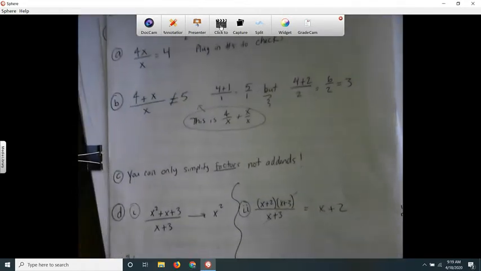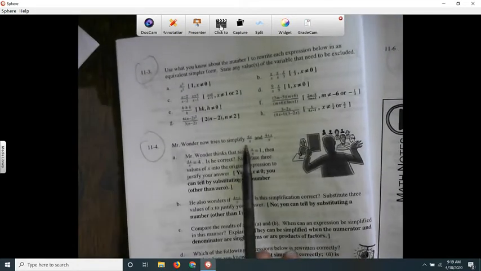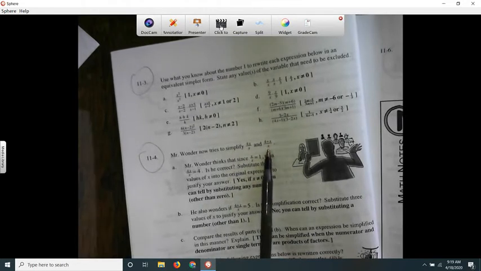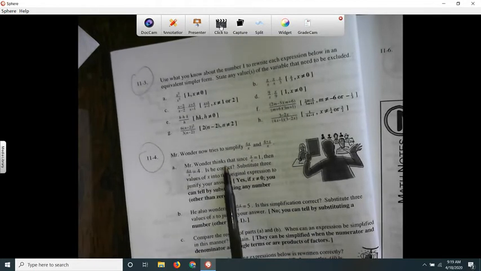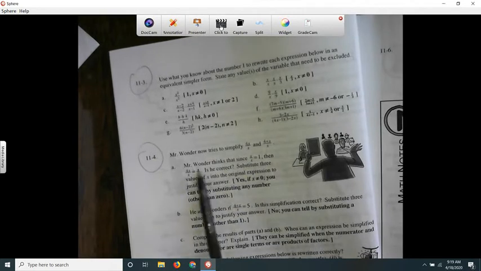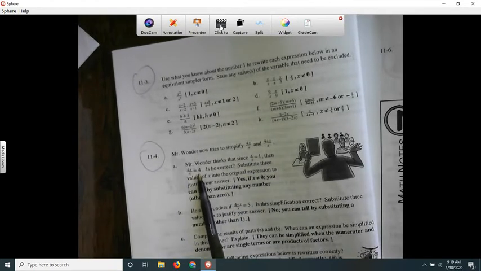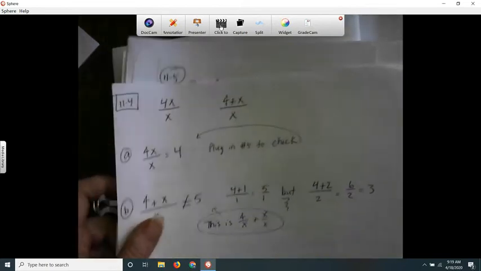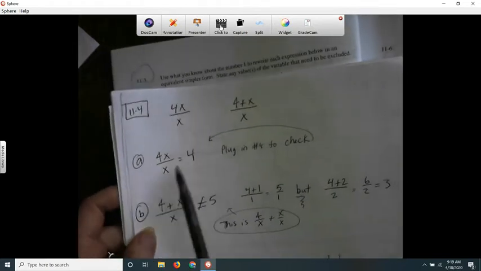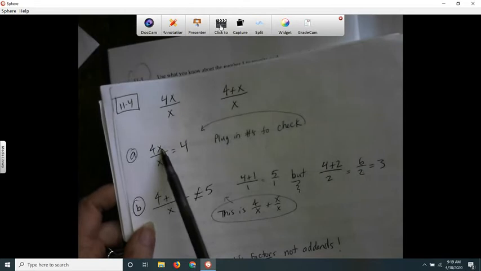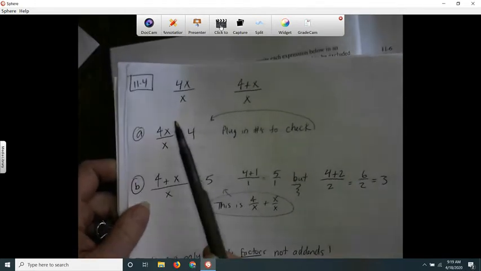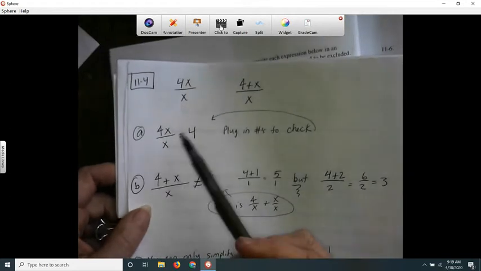11-4 says, Mr. Wonder now tries to simplify 4x over x and 4 plus x over x. Mr. Wonder thinks that since x over x equals 1, then 4x over x equals 4. Is he correct? Well, yes, he is correct, because these are factors. 4 times x, they're factors. They're not being added. You can cancel factors, but not add-ins. And then the x over x is a giant 1.